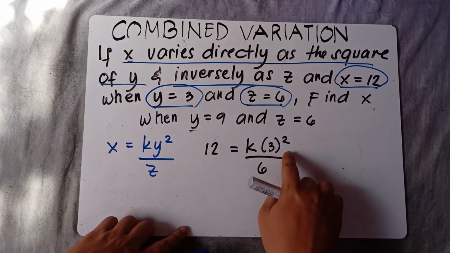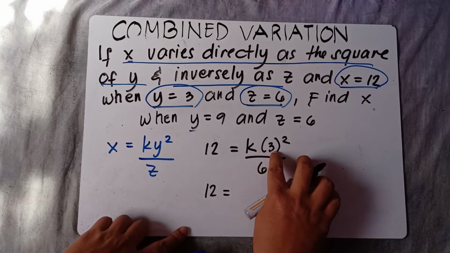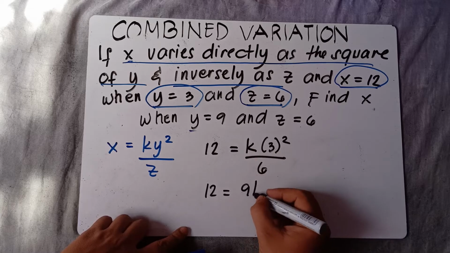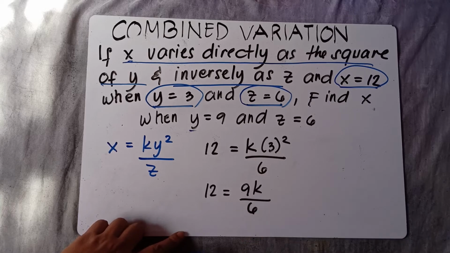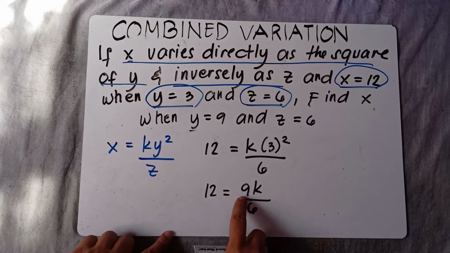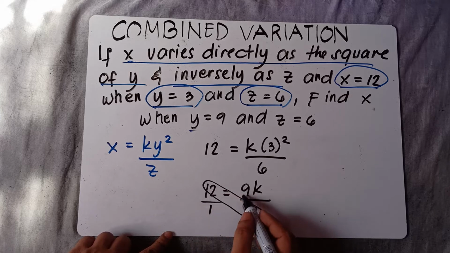So simplify first. 12 equals, this is 3 squared, it means 3 times 3. So 3 times 3 is 9 times k, that would be 9k over 6. So you can reduce 9 and 6 by 3, and this will be 3 over 2. Or you can just simply cross multiply: 12 times 6, then 9k times 1.